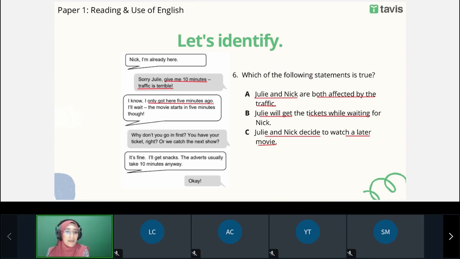Maybe. Okay, let's try B. Julie will get the tickets while waiting for Nick. So here: why don't you go in first? You have your ticket, right? Or we catch the next show? It's fine, I'll get snacks. The advert usually takes 10 minutes. So anyway, does it say that Julie will get the tickets? I don't see any clue stating that Julie will get the tickets. All right, so definitely we'll cross this out. B is wrong.